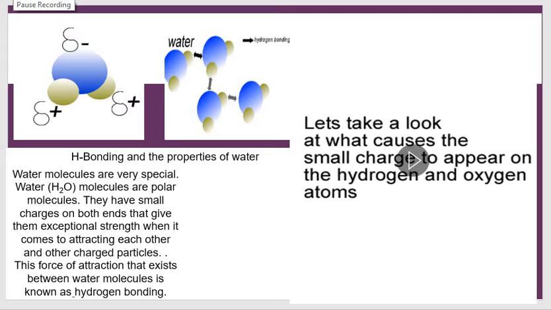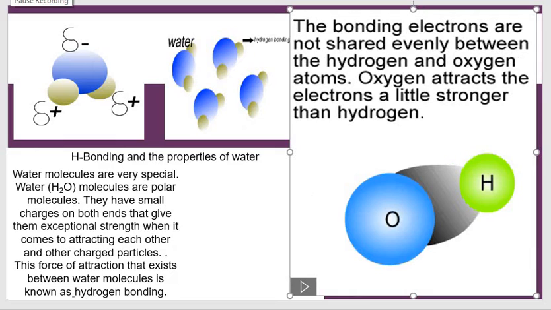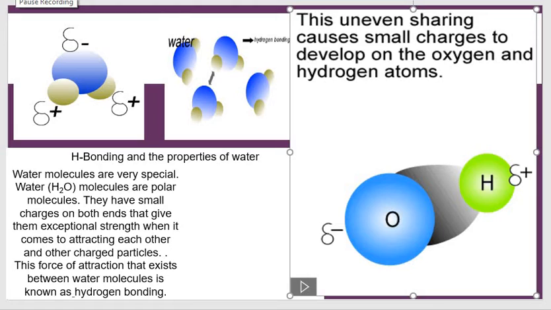Let's take a look at what causes the small charge to appear on the hydrogen and oxygen atoms. We will look closely at how the oxygen and hydrogen atoms share their electrons. The bonding electrons are not shared evenly between the hydrogen and oxygen atoms. Oxygen attracts the electrons a little stronger than hydrogen. This uneven sharing causes small charges to develop on the oxygen and hydrogen atoms.